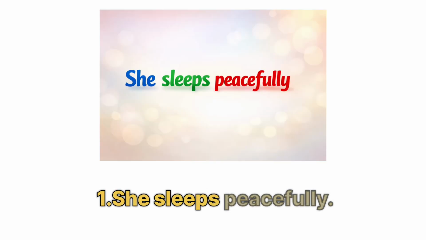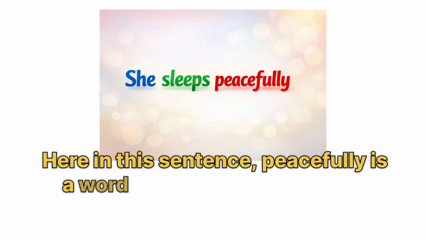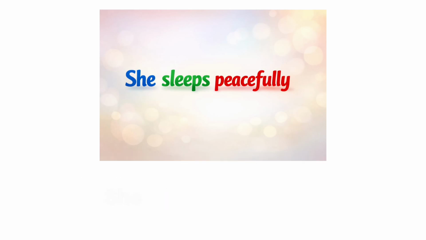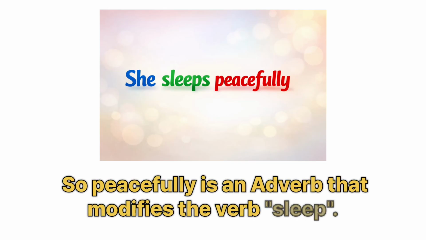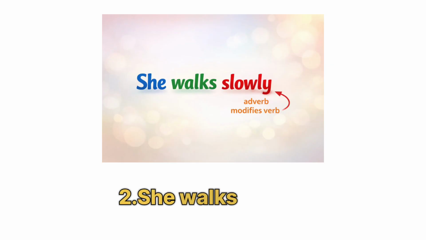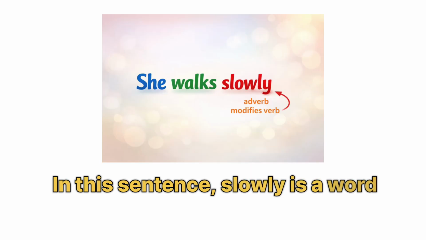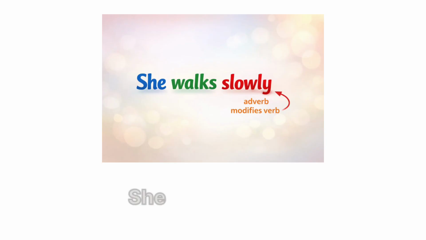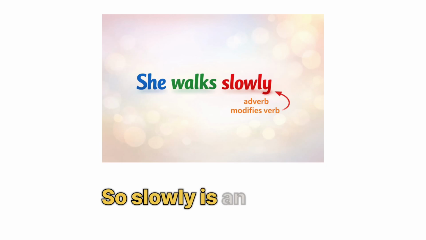She sleeps peacefully. Here in this sentence, peacefully is a word that describes the verb sleep. How does she sleep? She sleeps peacefully. So, peacefully is an adverb that modifies the verb sleep. She walks slowly. In this sentence, slowly is a word that describes the verb walk. How does she walk? She walks slowly. So, slowly is an adverb.